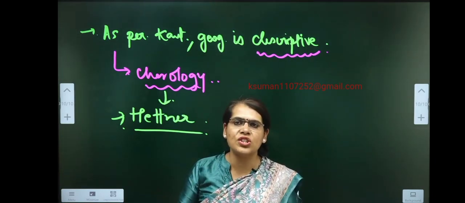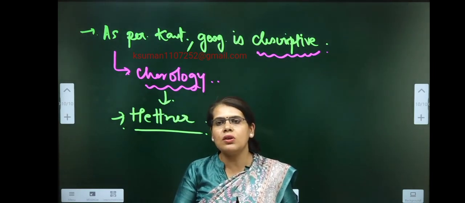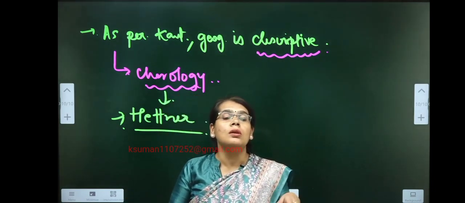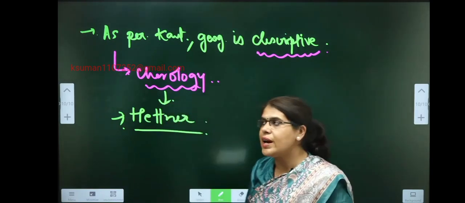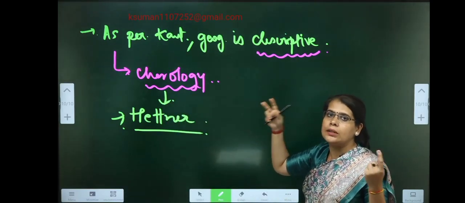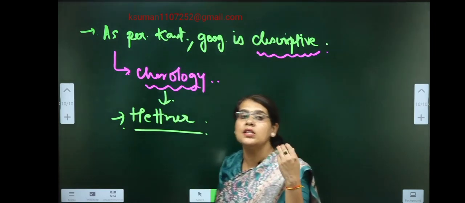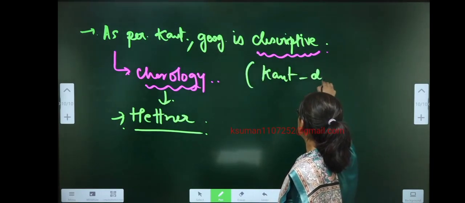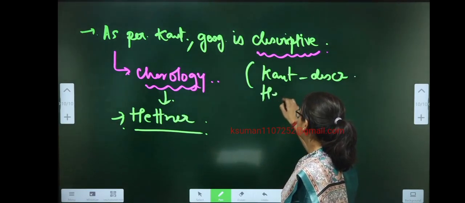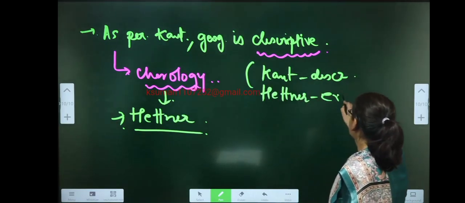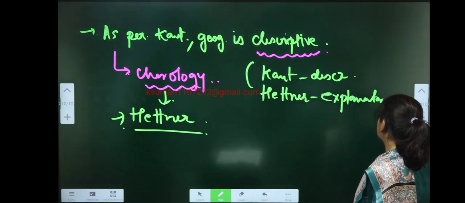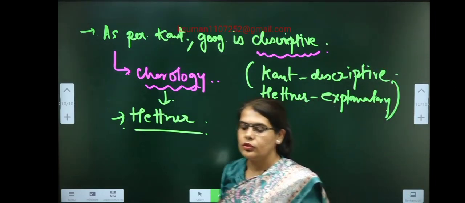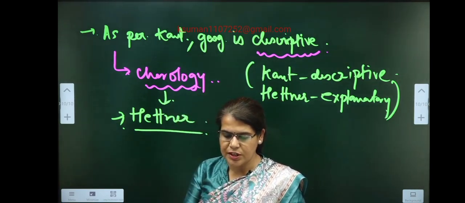But for Hettner, chorology had a different interpretation. He was not much into description. Hettner was of the view that it should be more about explanations. So geography as chorology was more descriptive for Kant, whereas for Hettner it was more explanatory in nature.